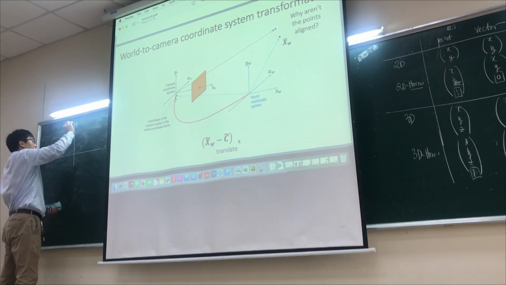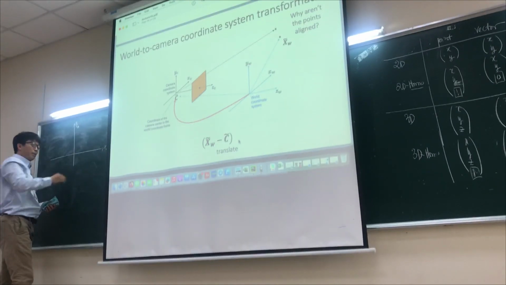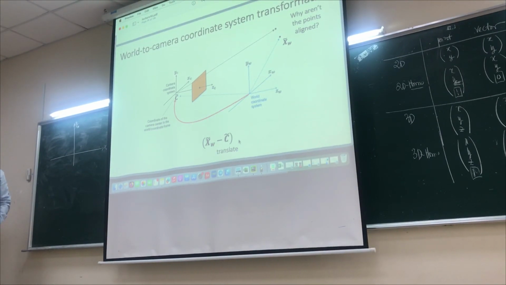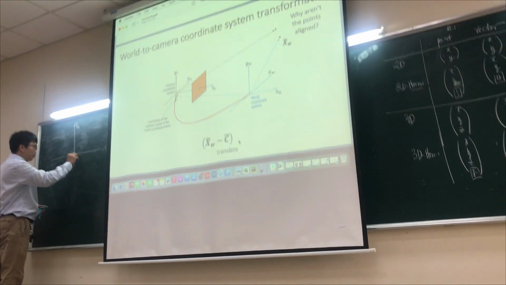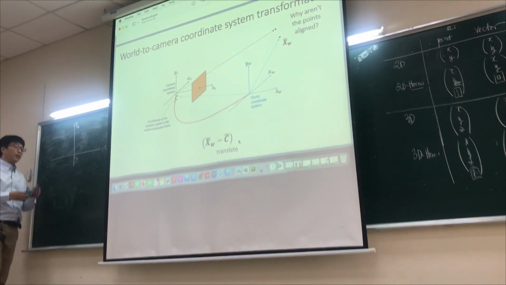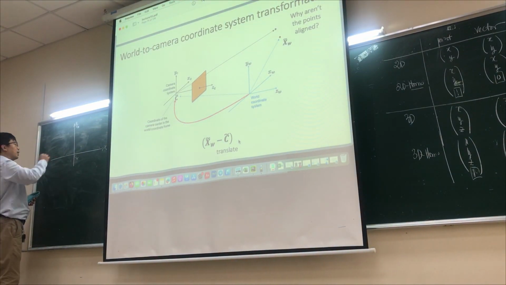Remember, the camera is also in the world. So here I draw in 2D, and the principle is the same as 3D.